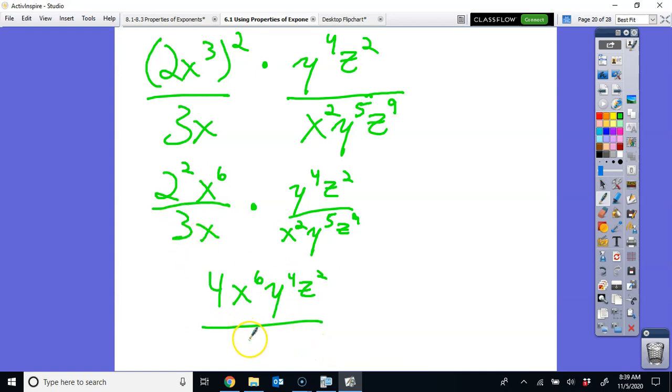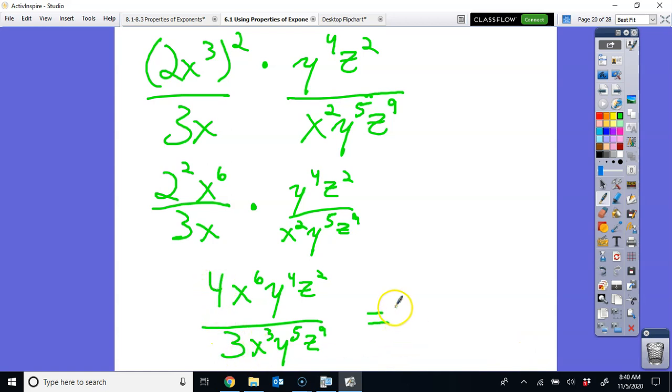Then the bottom is going to require a little bit of work here. 3 is going to be in front. Then you have x times x squared. That would be x to the third, because 1 plus 2 is 3. When you multiply like bases, you add the exponents. Then you have y to the fifth and z to the ninth. So I like to get it as this one big fraction here and then simplify my fraction.